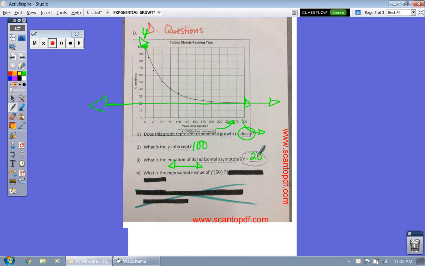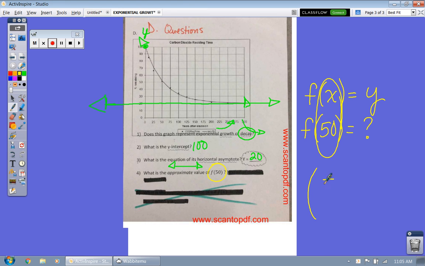And then our last problem, what is the approximate value of f of 50? Let's use that little trick here. We'll do this off to the side. f of x equals y. Start with your given, and then apply what you have in the problem. f of 50 equals what? That's what the question is asking. Circle what you have. They tell you that x is 50, and they're asking you, what's the missing y part that will make this coordinate?